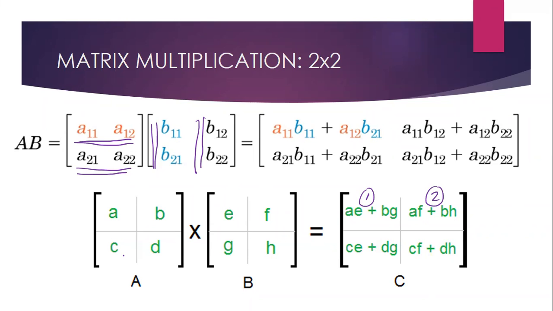And then repeat: element C times element E plus element D times element G makes my third element in my product matrix. Then element C times element F plus element D times element H makes my fourth element. Okay, it's just a pattern to get the product. So this is our product, because when you multiply two things, the result is called a product.